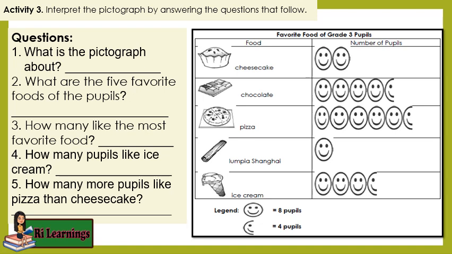Activity 3. Interpret the pictograph by answering the questions that follow. Questions: 1. What is the pictograph about? 2. What are the 5 favorite foods of the pupils? 3. How many like the most favorite food? 4. How many pupils like ice cream? 5. How many more pupils like pizza than cheesecake?